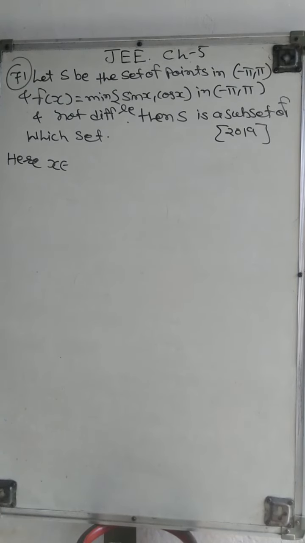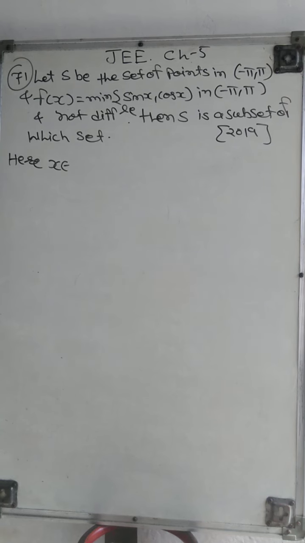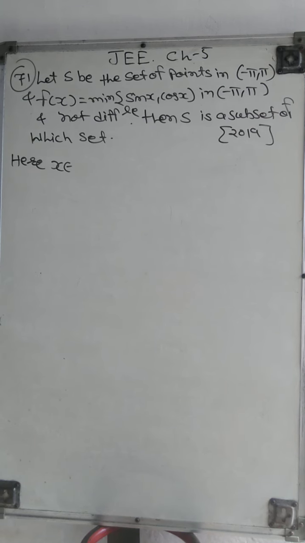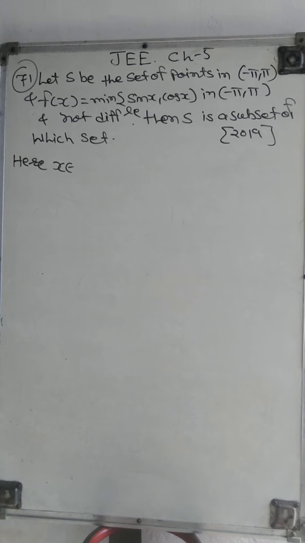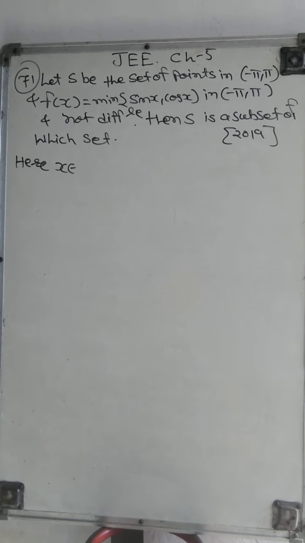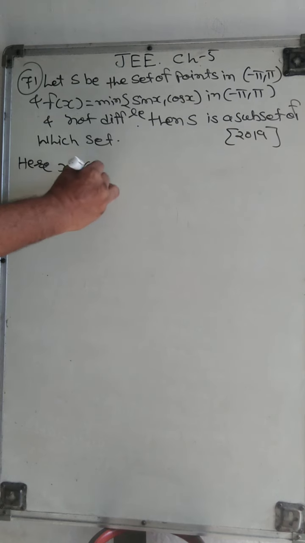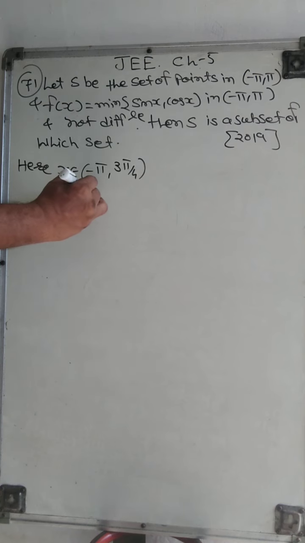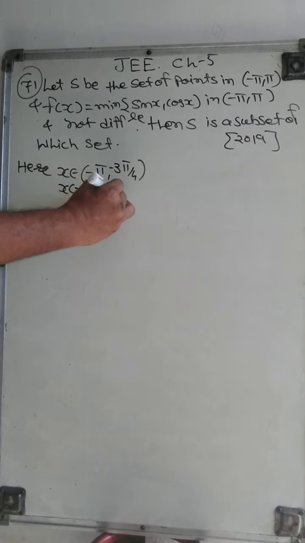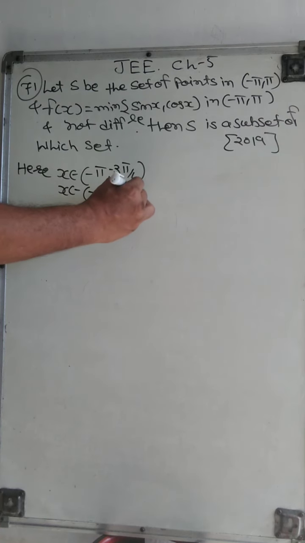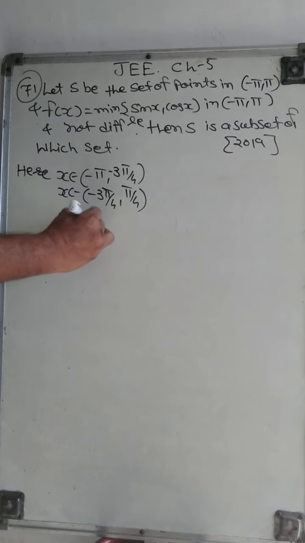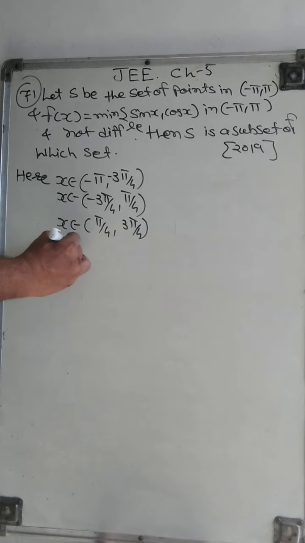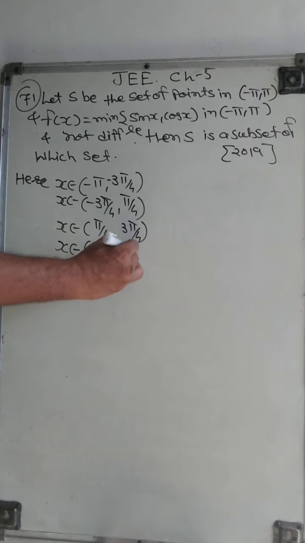Okay. So here 71. Let S be the set of points in minus pi to pi where f(x) is equal to minimum of sin x, cos x in minus pi to pi and not differentiable. Then set S is a subset of which set? Here x belongs to minus pi to minus 3 pi by 4. Second is x belongs to minus 3 pi by 4 to pi by 4, and x belongs to pi by 4 to 3 pi by 4, and x belongs to 3 pi by 4 to pi.